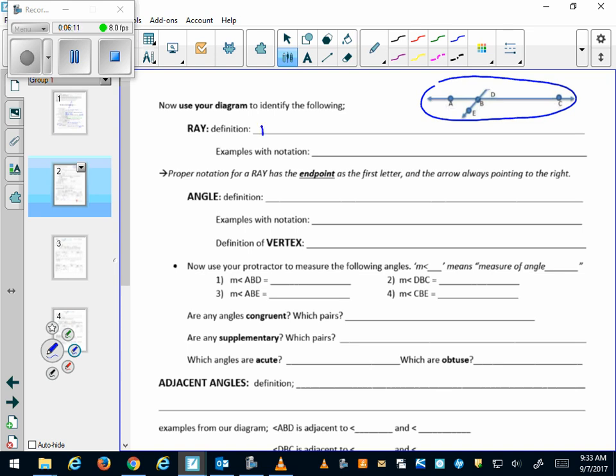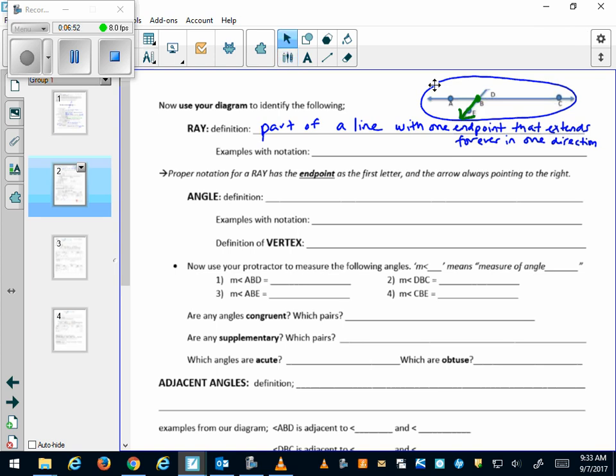A ray is a part of a line with one endpoint that extends forever in one direction. So a ray could be starting at, let's say, point B and goes through E and continues forever in that direction. I just highlighted ray BE.